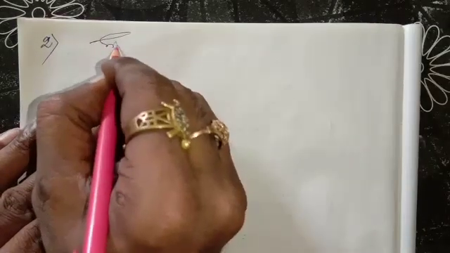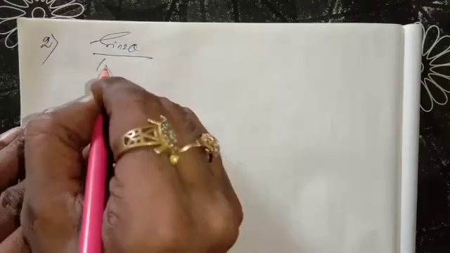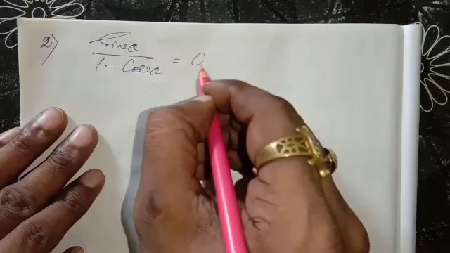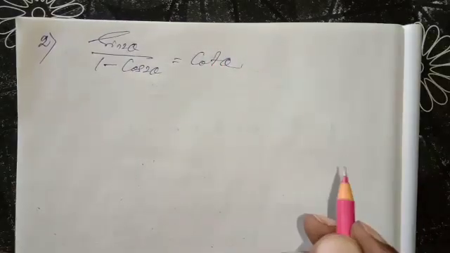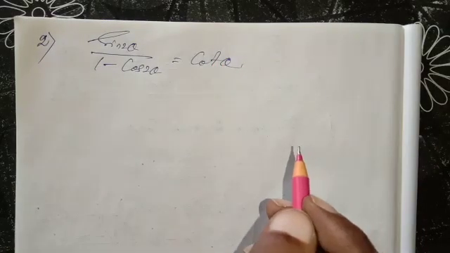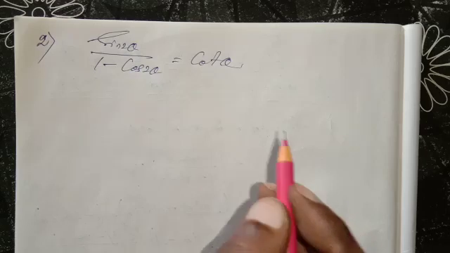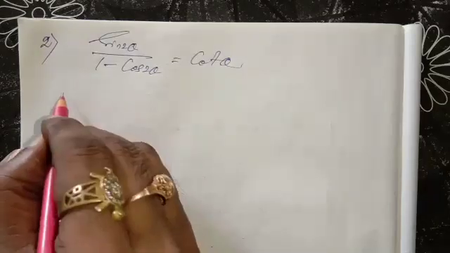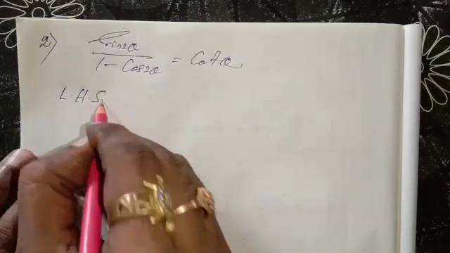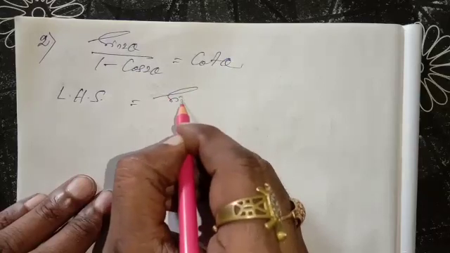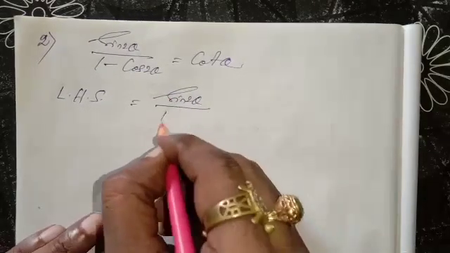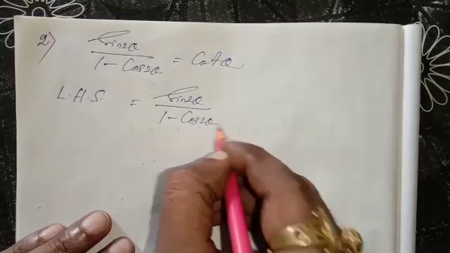Question number 2, you have to prove: sin 2 theta by 1 minus cos 2 theta is equal to cos theta. This is the second question I have selected from the book belonging to multiple angle. First of all, you have to copy the left hand side. What is the left hand side? That you have to write: sin 2 theta by 1 minus cos 2 theta.